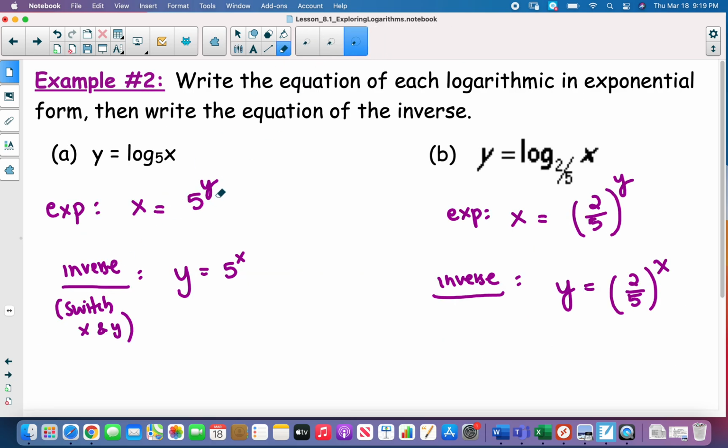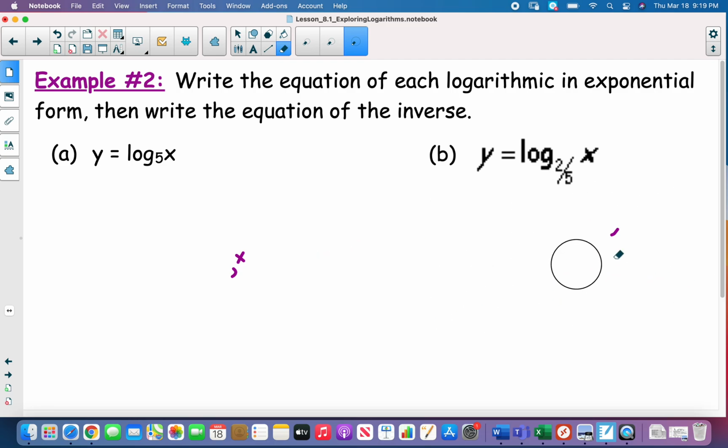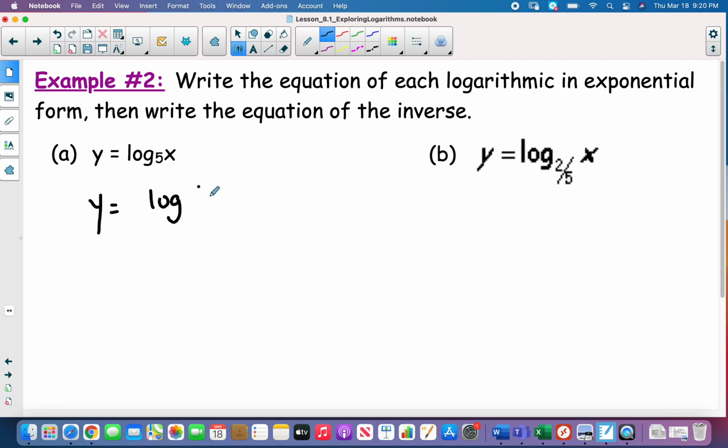Let's look now at two more examples where we have to write the equation of each logarithmic function in exponential form, then write the equation of the inverse. So I have a relationship here that says y equals log of x to the base 5. Typically, when you write this relationship, just remember that it's log of x and the base is written right here at the bottom.